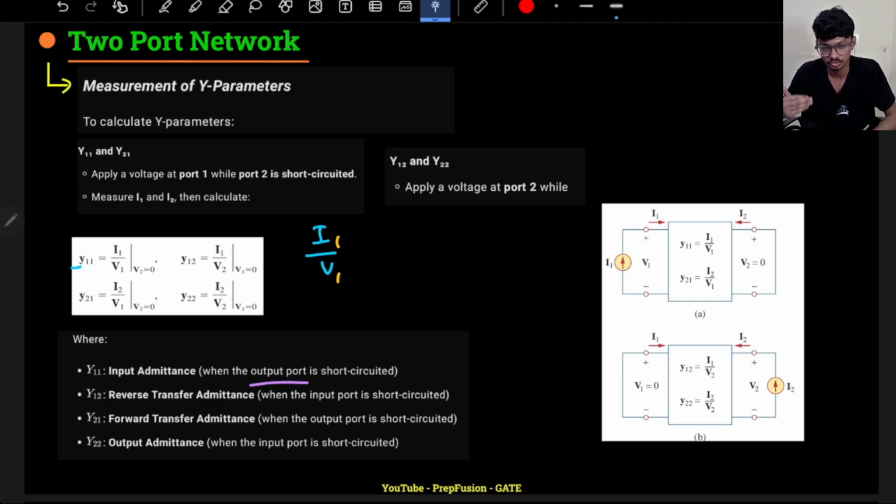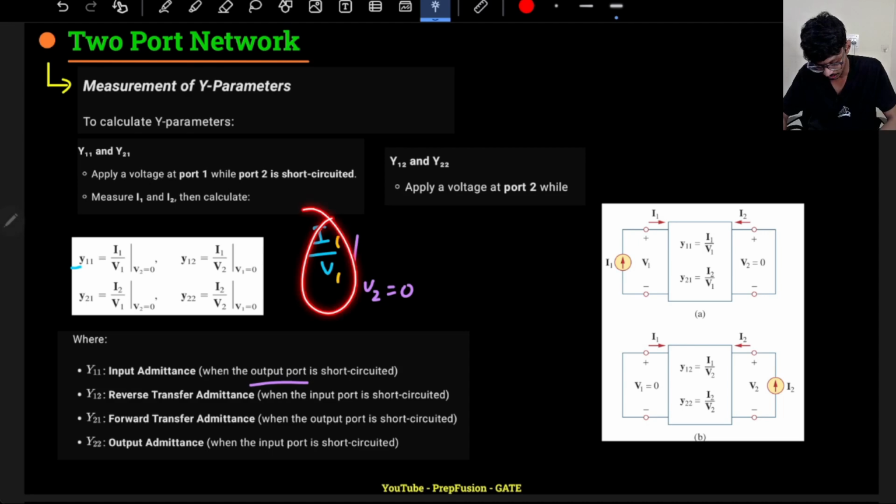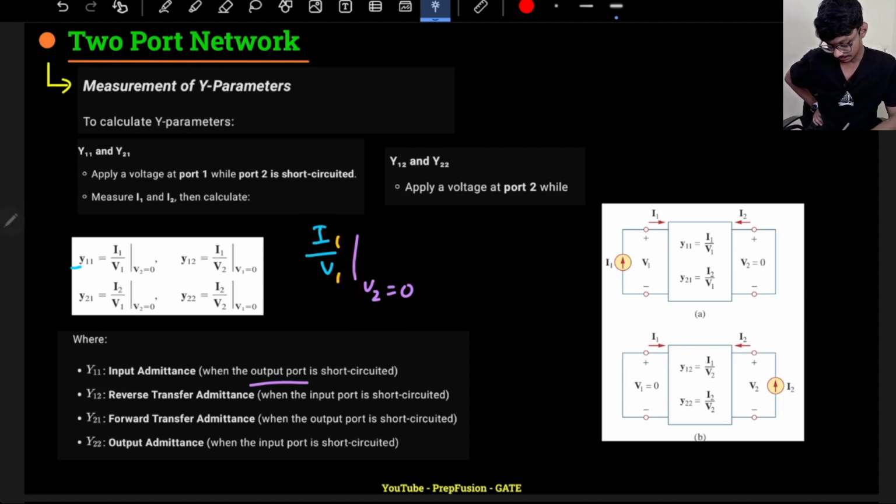Y parameters are also called short circuit parameters. So either I can make V1 0 or V2 0. If I make V1 0, will I be able to find out Y11? No. So of course I have to make the other term 0, that is V2. So V2 will be 0 here. This is the basic thing that you need to keep in mind. That's it. So I1 by V1, with V2 is 0. Okay, so these are the Y parameters.